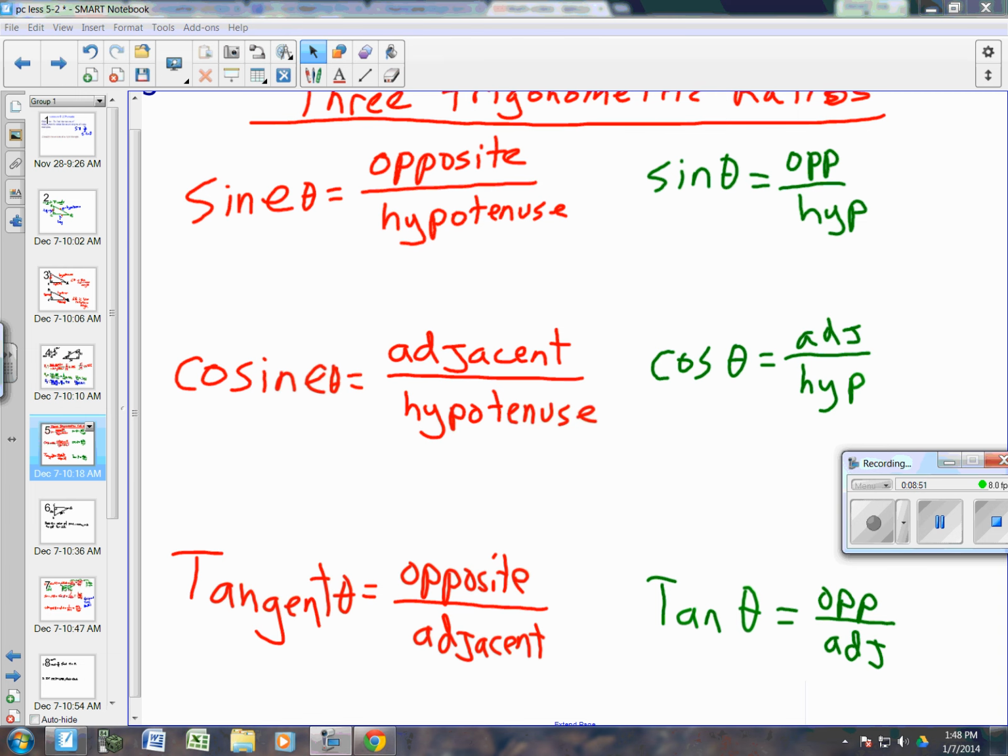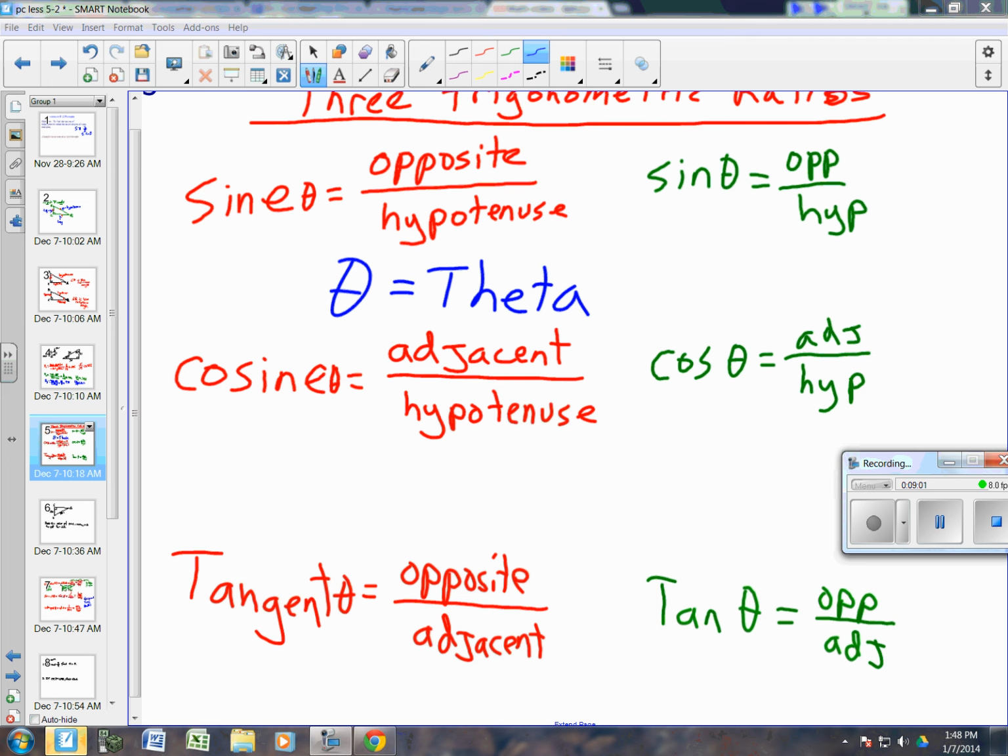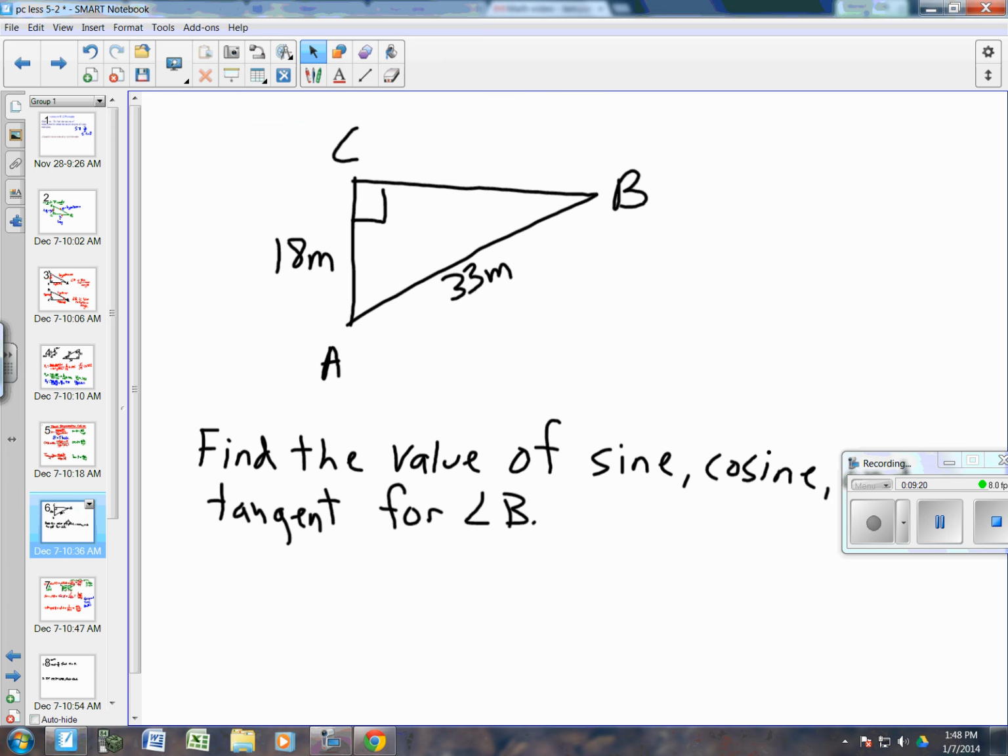Okay, so, by the way, theta, you guys, this little thing right there, that's a letter in the Greek alphabet called theta, and we use it in math, usually with angles. It's our variable that we use for angles. So just like x and y we use in algebra, we use theta in trigonometry. Okay. All right. So next right here.